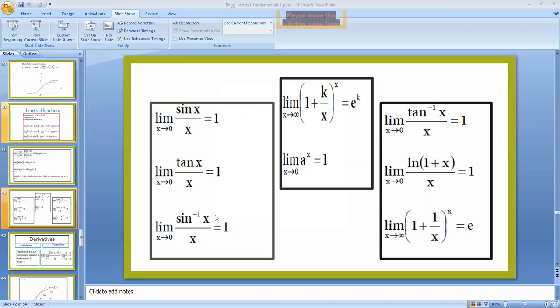If you know all these things, it means you are enjoying the subject of mathematics. Yes, everyone. Sin inverse of x. What is the derivative of sin inverse of x? Anybody? 1/√1 minus x square. Yes, 1/√1 minus x square. Is it clear? Yes, it is correct. Of course, you are correct.